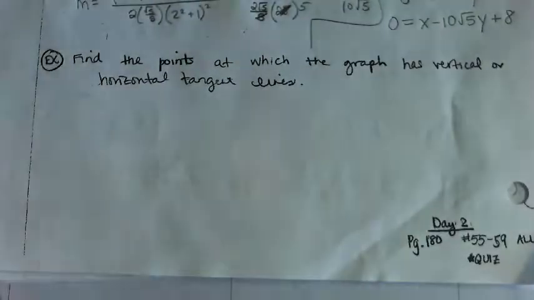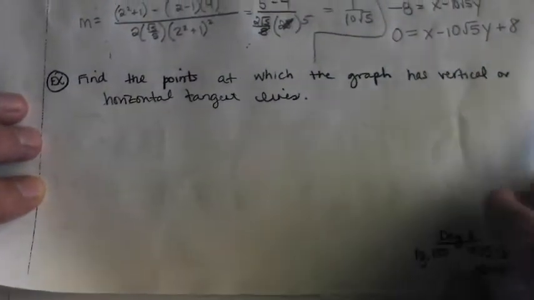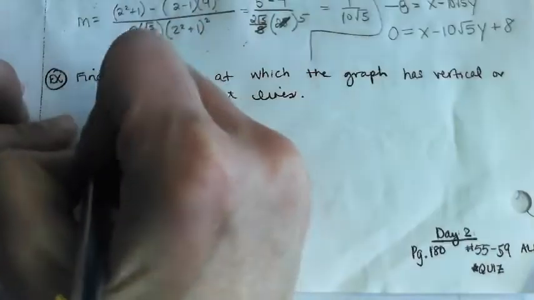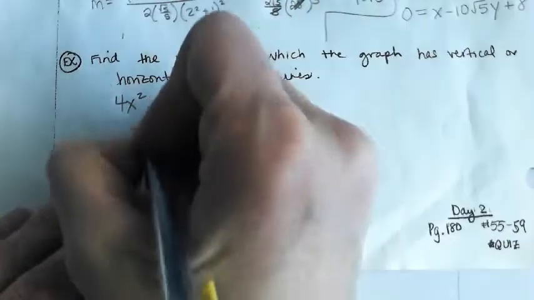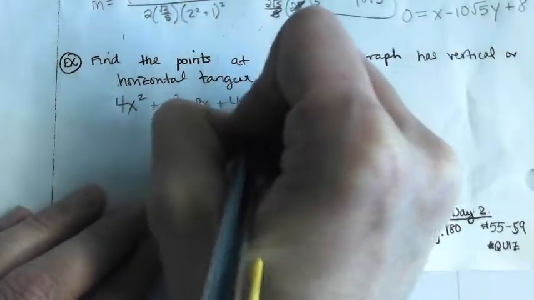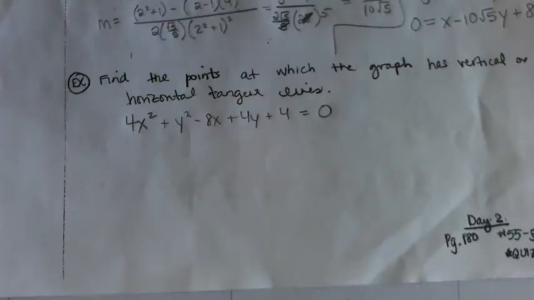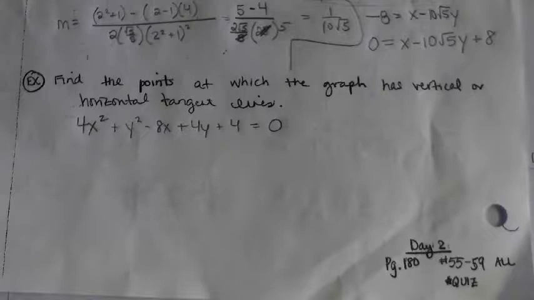Last one. Oh, I forgot to put this example down. Find the points at which the graph has vertical or horizontal tangent lines. So the equation here was supposed to have been 4x squared plus y squared minus 8x plus 4y plus 4 equals 0. So we're looking for the points at which the graph has vertical or horizontal tangent lines.